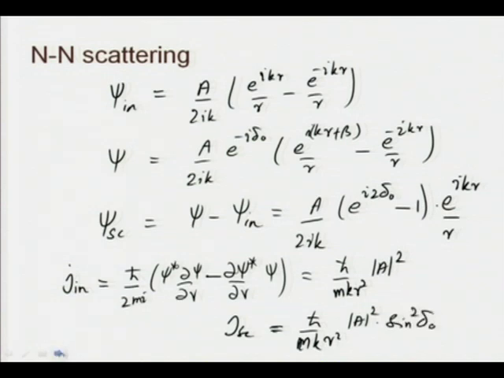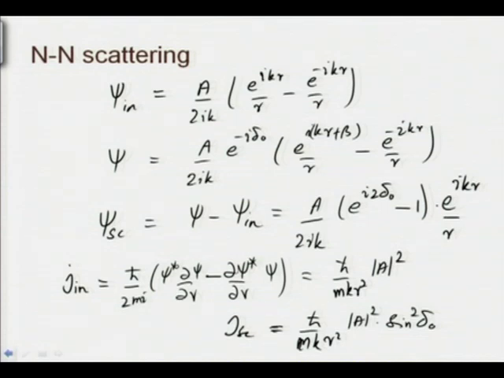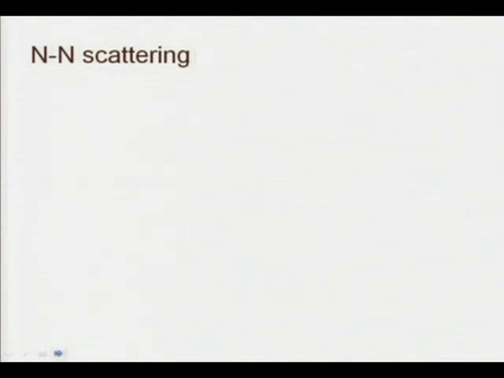So, this sin square delta 0 part is basically the difference between the initial incoming current and the outgoing or the scattered current. Now, what does this mean actually? How do we actually physically understand this? In the scattering, let us say we want to understand this in terms of some physical quantities. So, let us consider some kind of a classical hardball scattering.